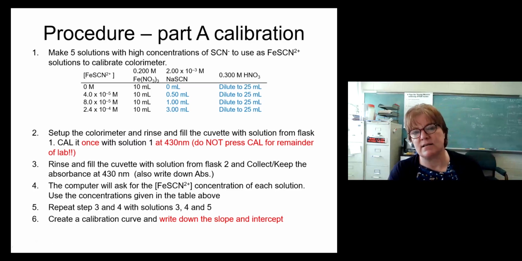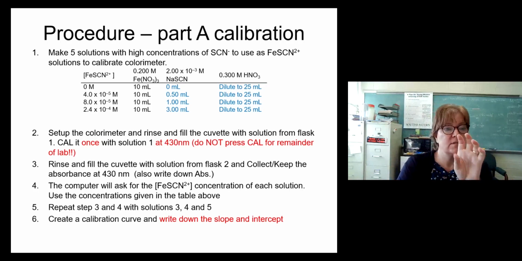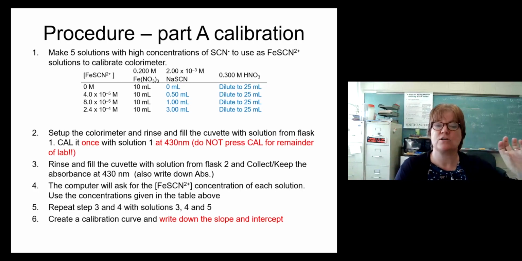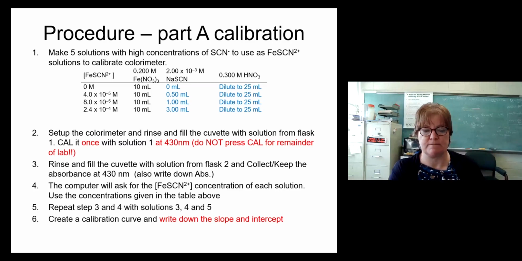Now you're going to make a curve from that, a calibration curve. You're going to make the plot. You're going to get the line fit of it, and you're going to have your absorbance equals some number times the concentration plus the y-intercept, and that's going to be important for part B.